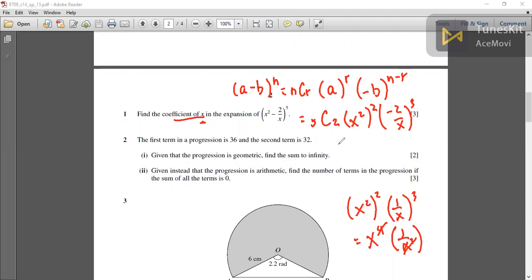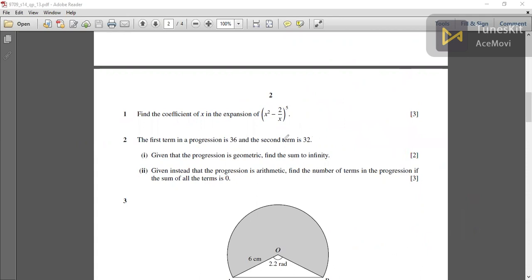After this, we can calculate 5C2. It is x to the power 4, and then minus 2 to the power 3, so it will be minus 8 over x to the power 3. So we can get the coefficient, it is 5C2 times minus 8. And if we see, the answer will be minus 80x. Okay, that is for number 1.